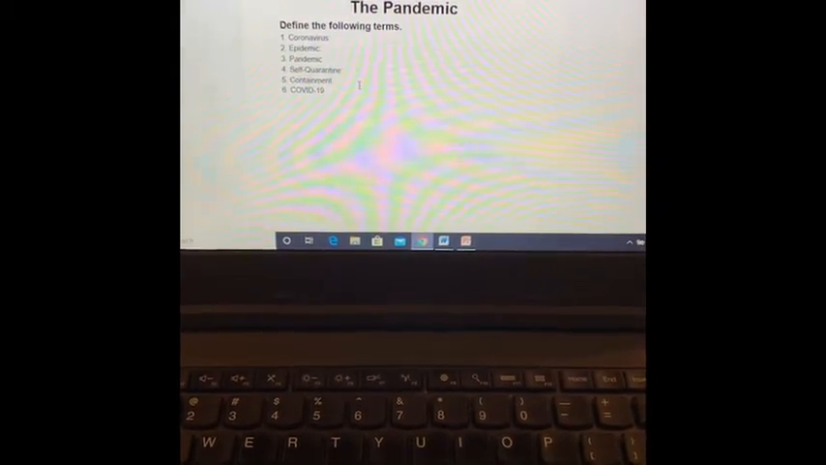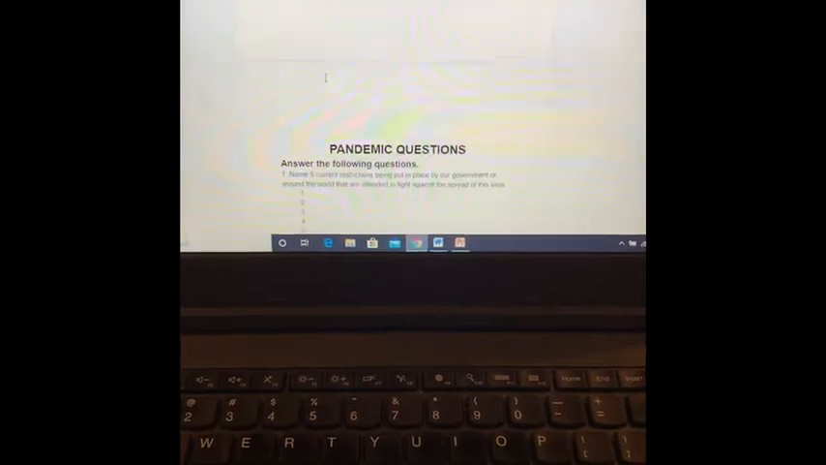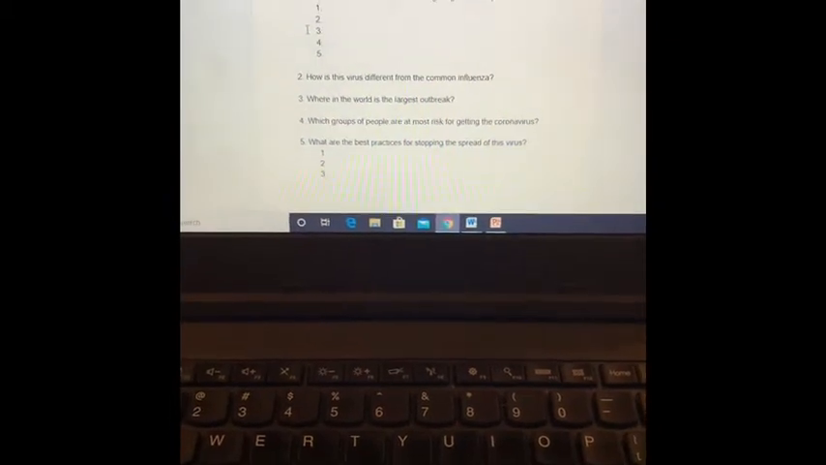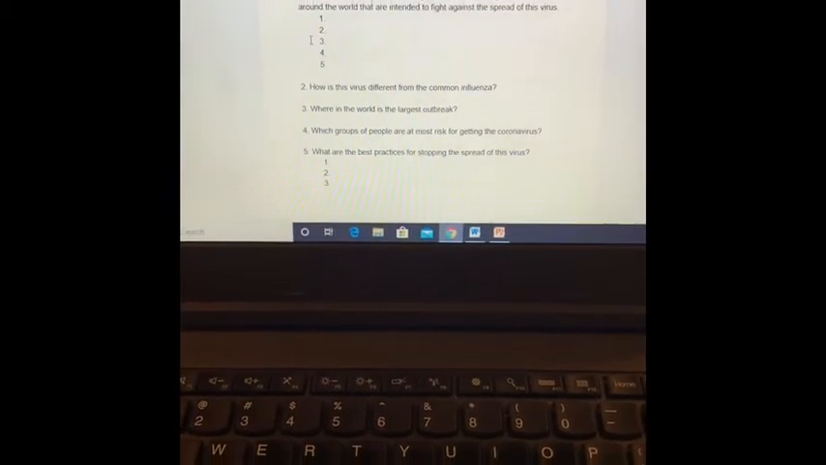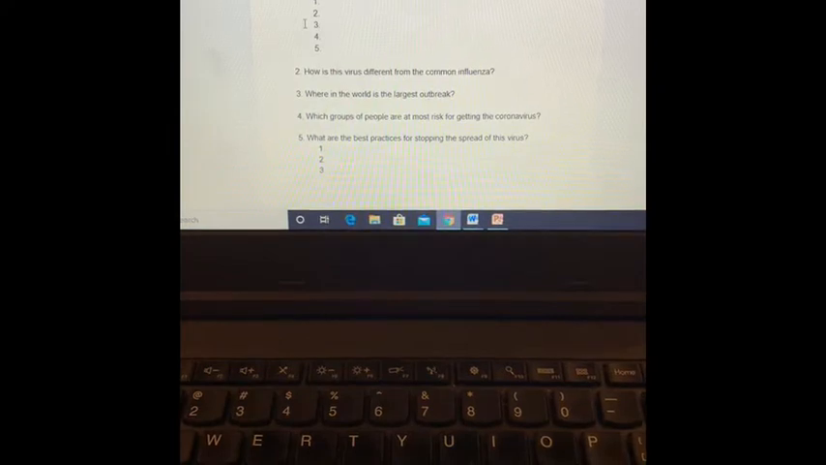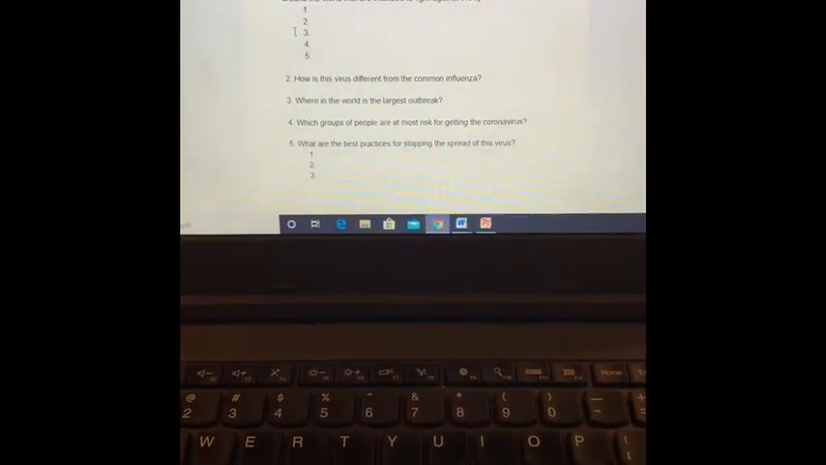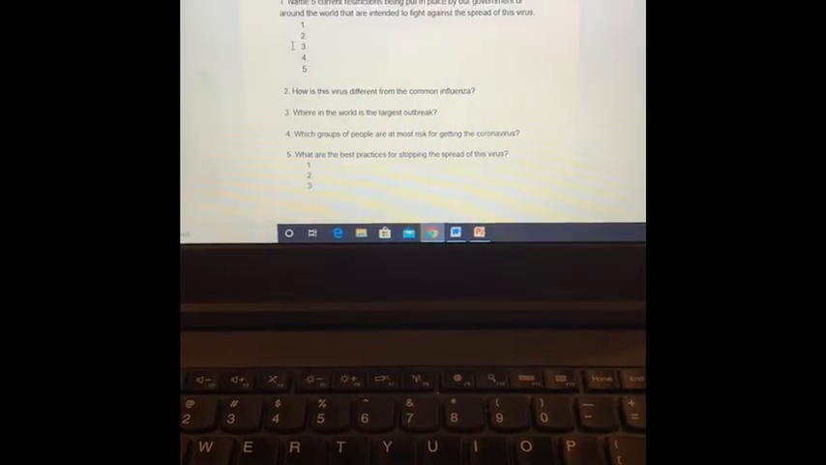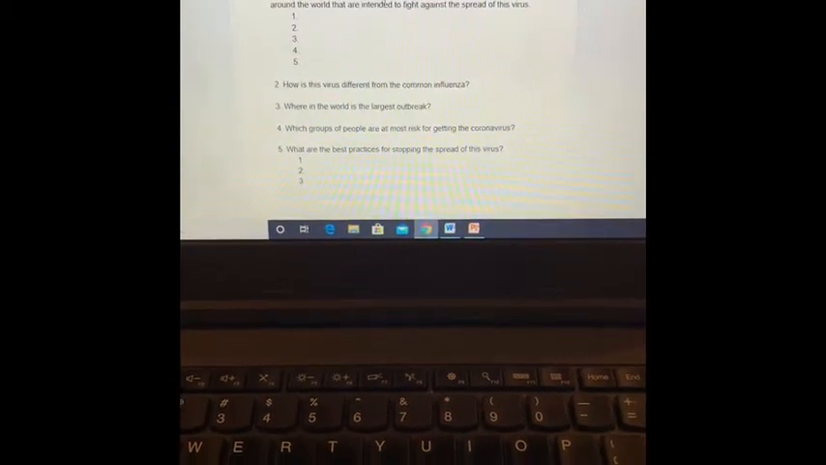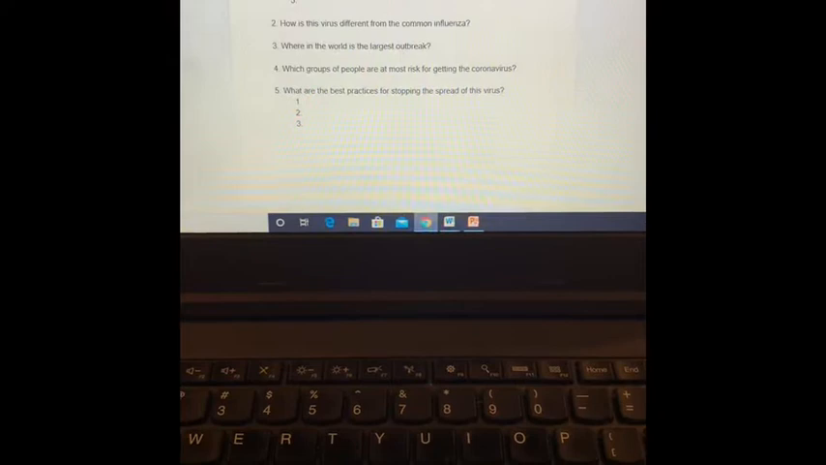That way they understand that part of the process. So they would fill this out. And then there's a few questions that I would have them fill out about the pandemic. So these would be the research-based questions that they would need to utilize the links above to find the information, and they would fill that portion out here in this area.